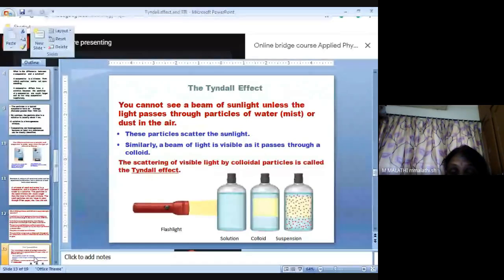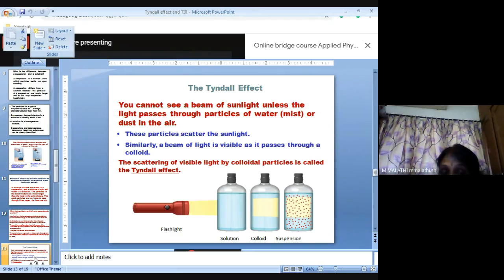So the dispersed medium may be in a solid form, a liquid form, or a gaseous form. You cannot see a beam of sunlight unless light passes through the particles of water or dust in the air. These particles scatter the sunlight. Similarly, a beam of light is visible as it passes through a colloid. The scattering of visible light by colloidal particles is called the Tyndall effect.